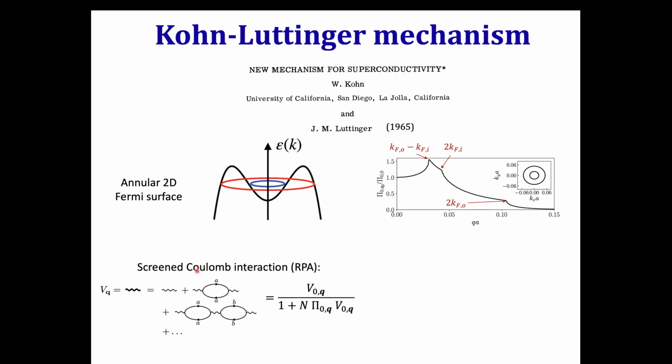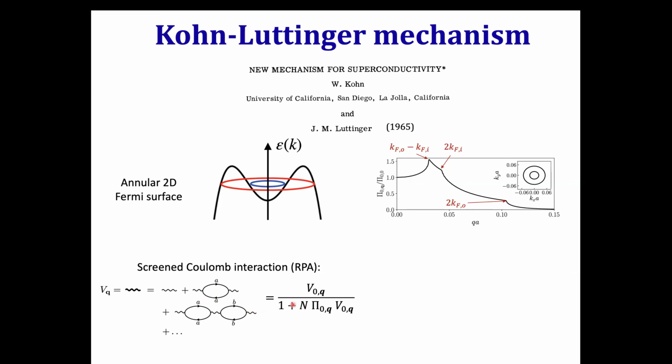Now, the simplest thing we can do is treat the screening within the RPA approximation. We're in a metal, so the interaction between electrons is going to be screened by all the other electrons, and we get this RPA form of the effective interaction. N here is the number of fermion flavors, it's 4 in the symmetric state.